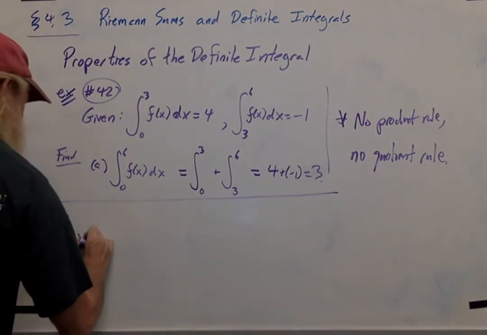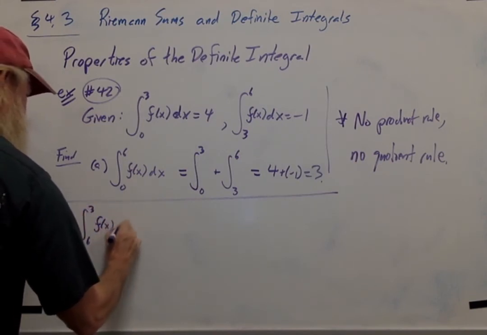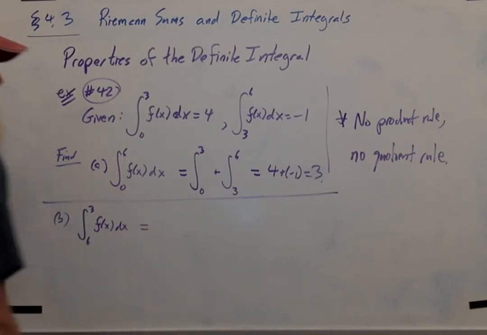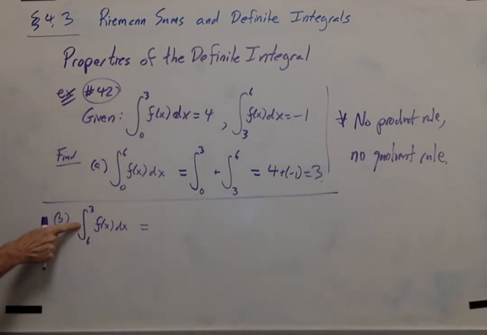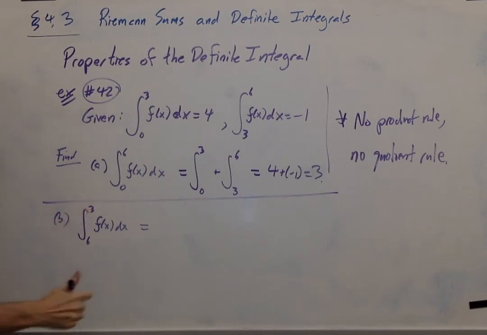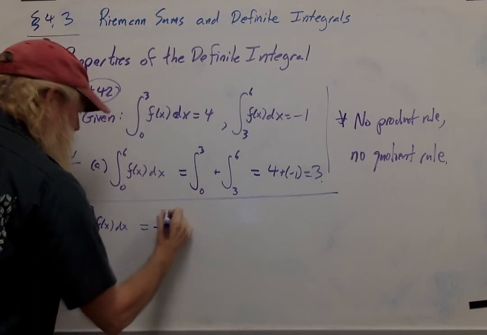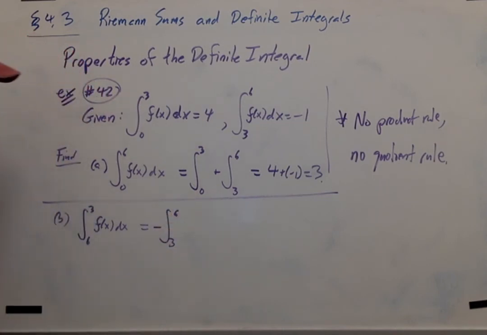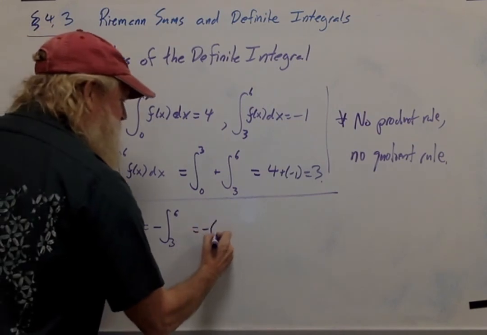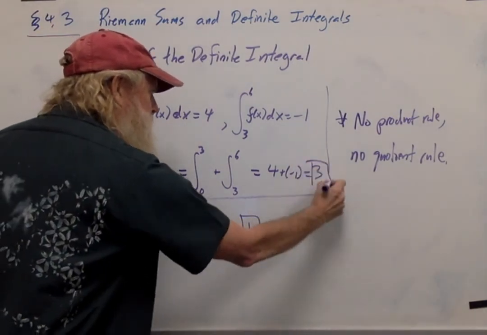In part B, they ask you to find the integral from 6 to 3 of the function. Here, notice that this one looks similar to what I have here, only the endpoints are swapped. But the integral from 6 to 3 is the opposite of the integral from 3 to 6. Again, being lazy about notation. This is the opposite of -1, or +1.